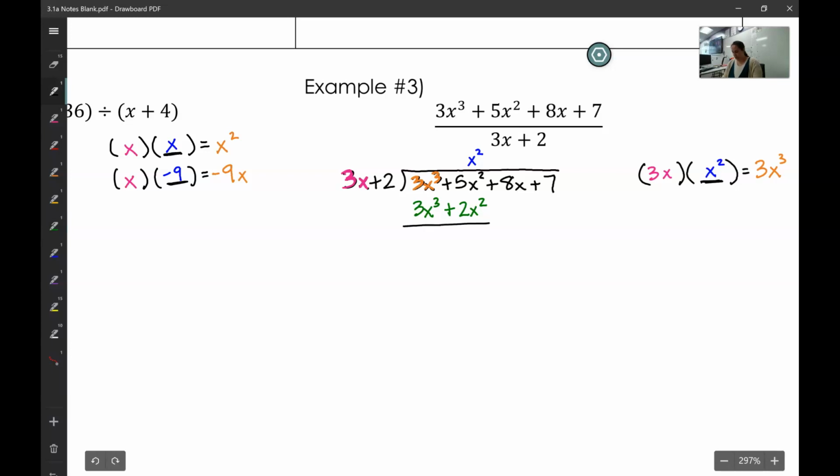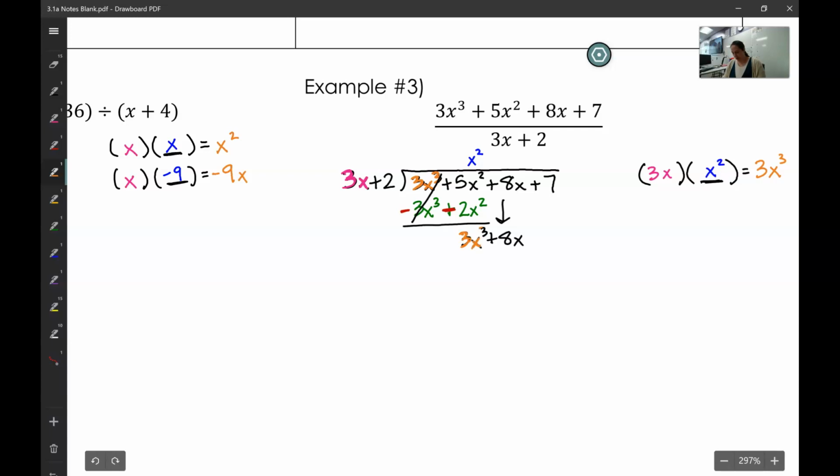Next step is subtraction or change the signs. So change that to a negative, change that to a negative. Now I combine them. 3x cubed minus 3x cubed cancels just like it's supposed to. 5x squared minus 2x squared is 3x squared. And then I bring down my 8x and I do it all over again.